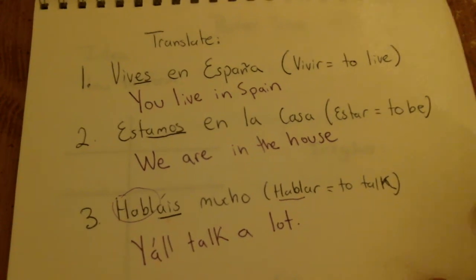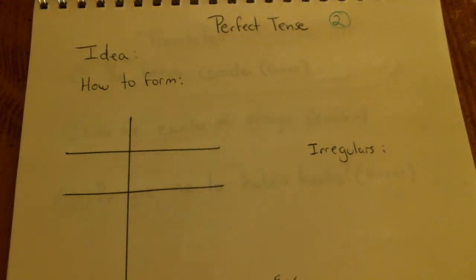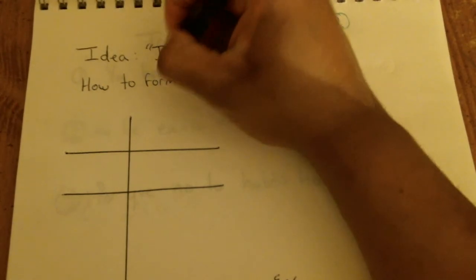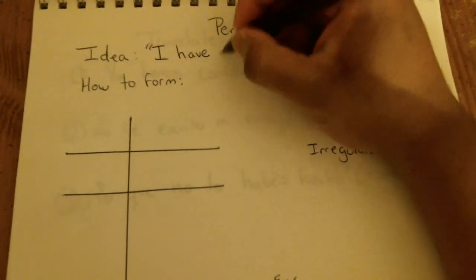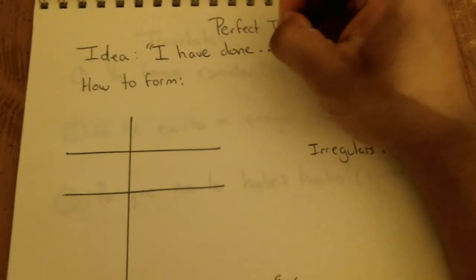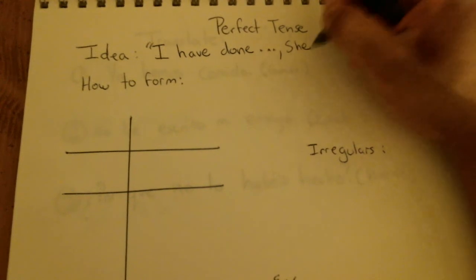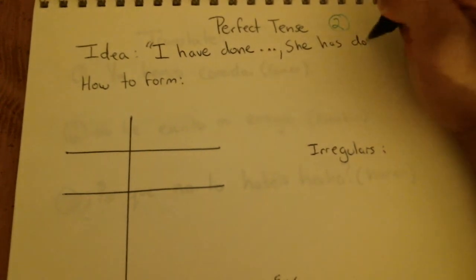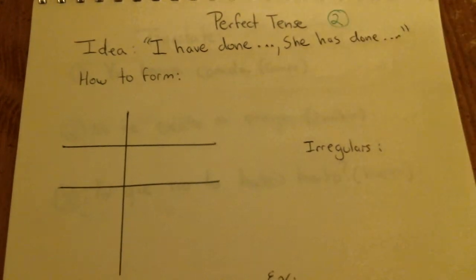Now let's move on to something that I would offer for the intermediate class. In the intermediate class, I assume that you already know about the present tense, the present progressive. You've already started learning the preterite and all of those things. We're going to talk about something called the perfect tense. What is the perfect tense? The perfect tense is used to convey the idea I have done, okay, or she has done, and so forth.